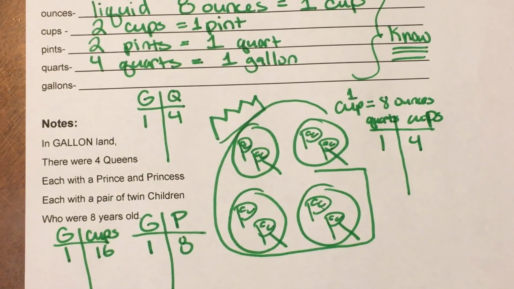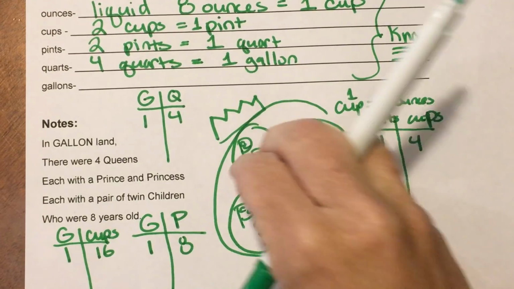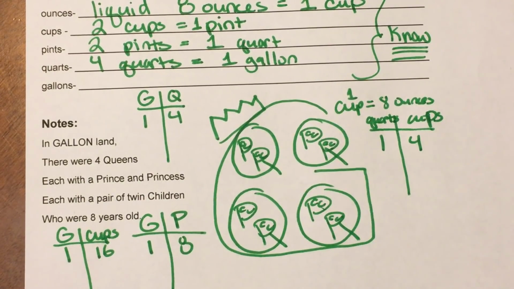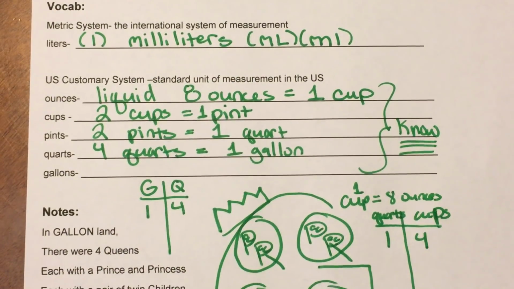So if you memorize how to make this one giant G, this Gallon Land with his 4 queens, and each with a prince and a princess and each with their pair of children that are 8 years old, if you learn how to draw this, you could take tons of information out of it. Otherwise, it's really hard to memorize all of this.